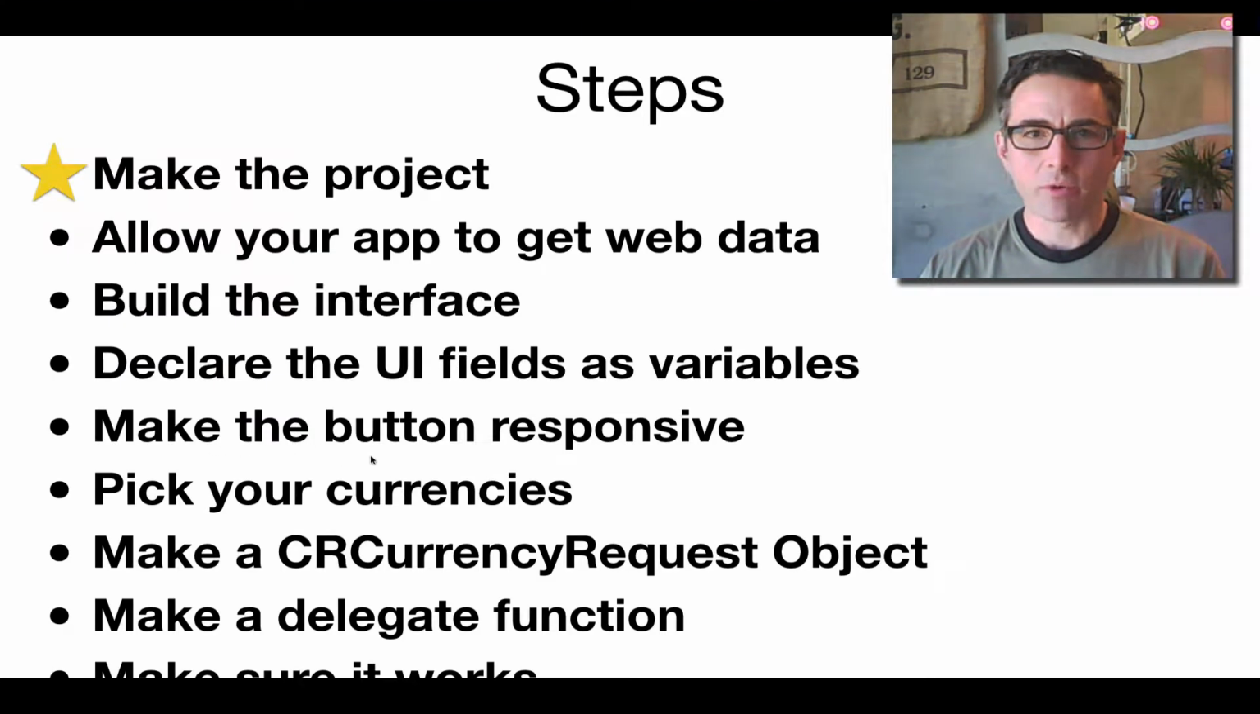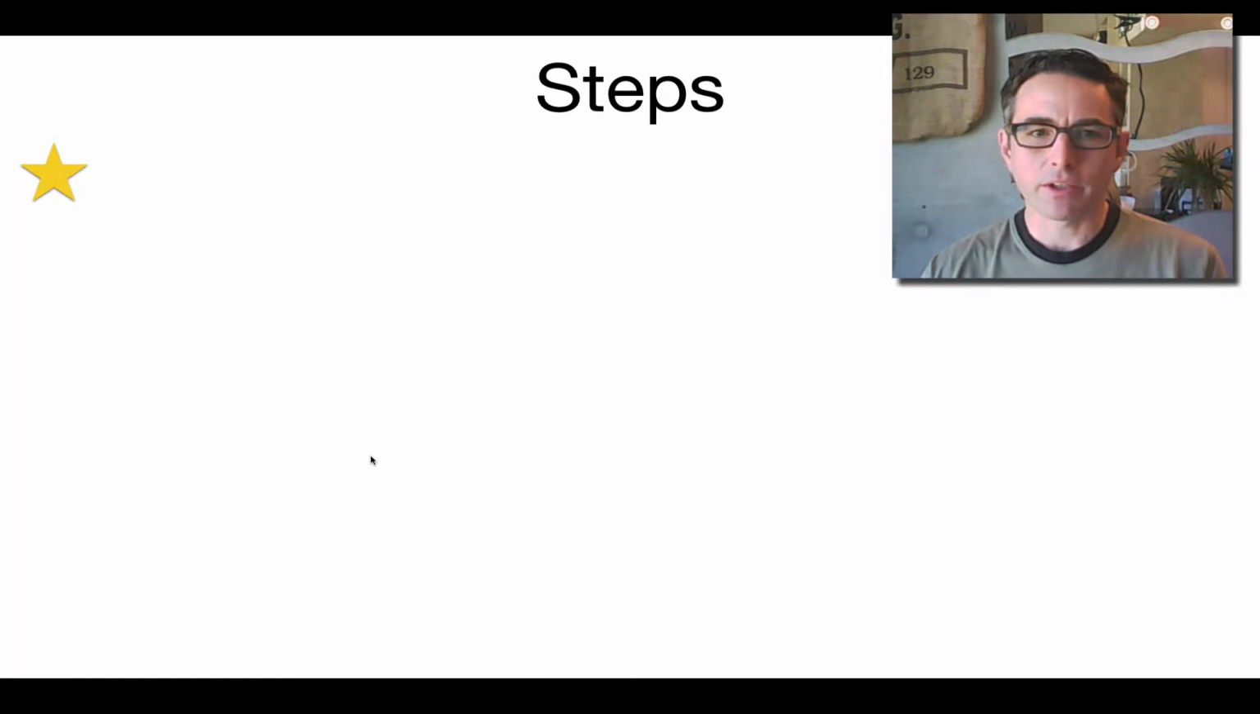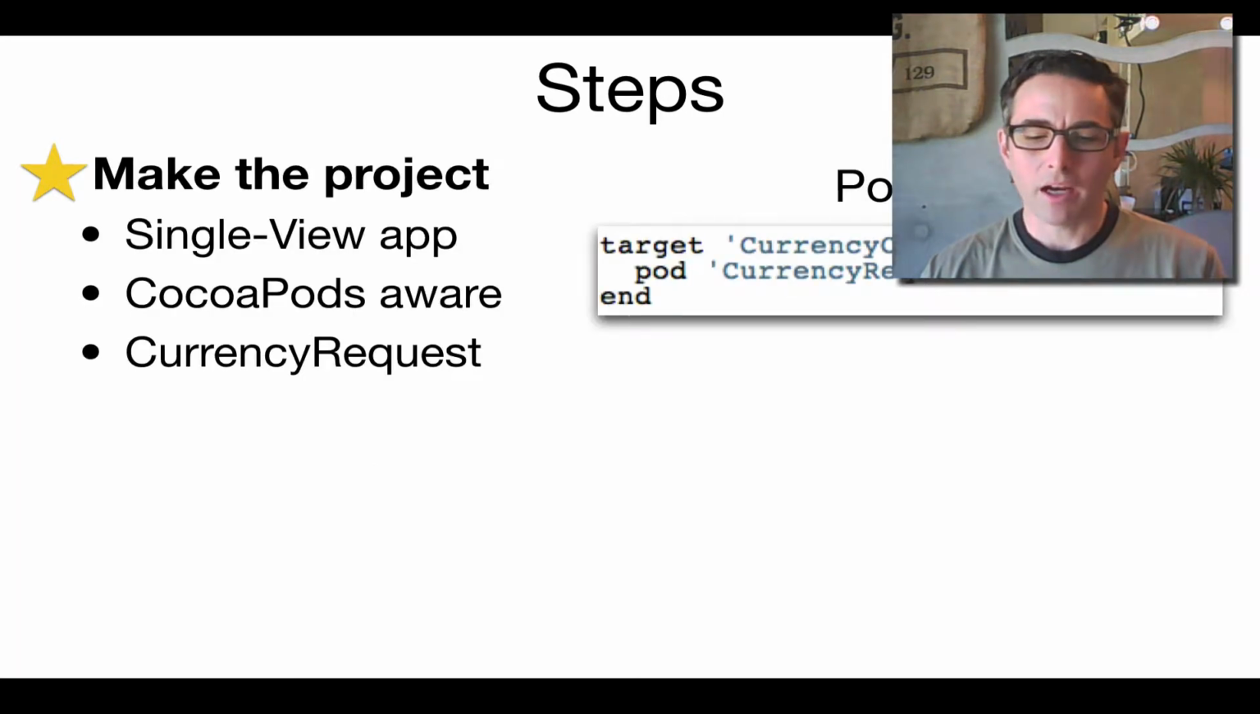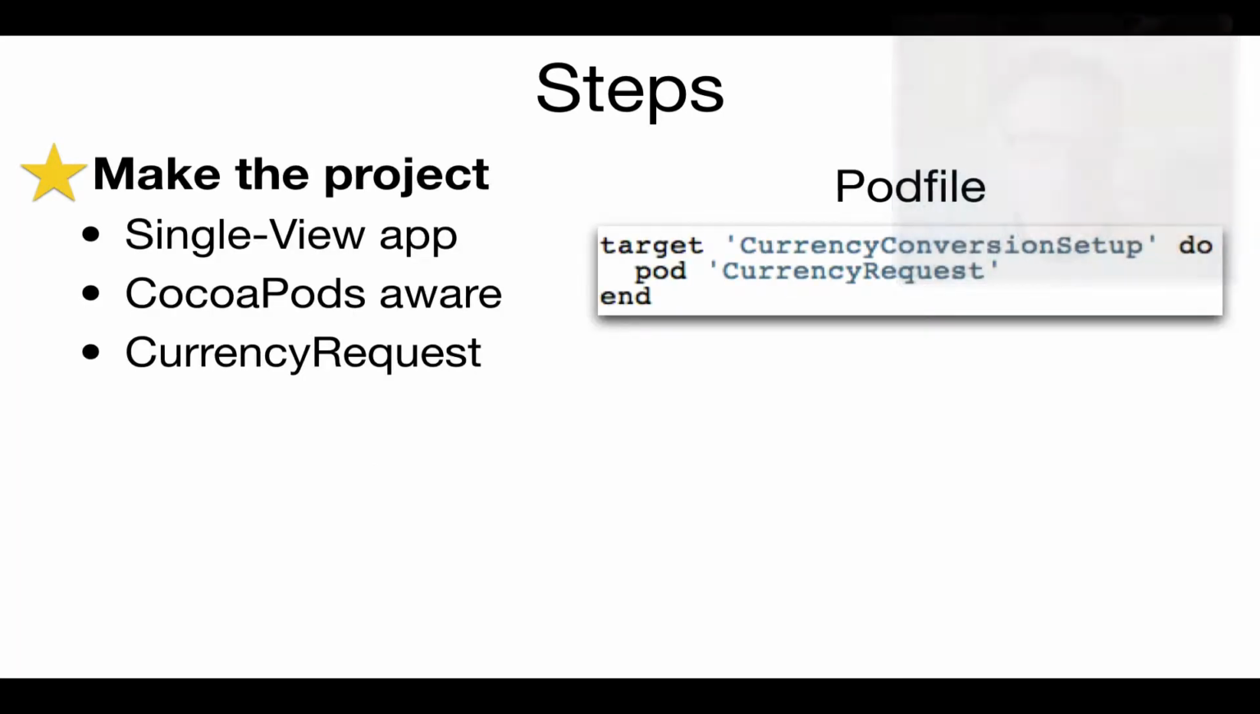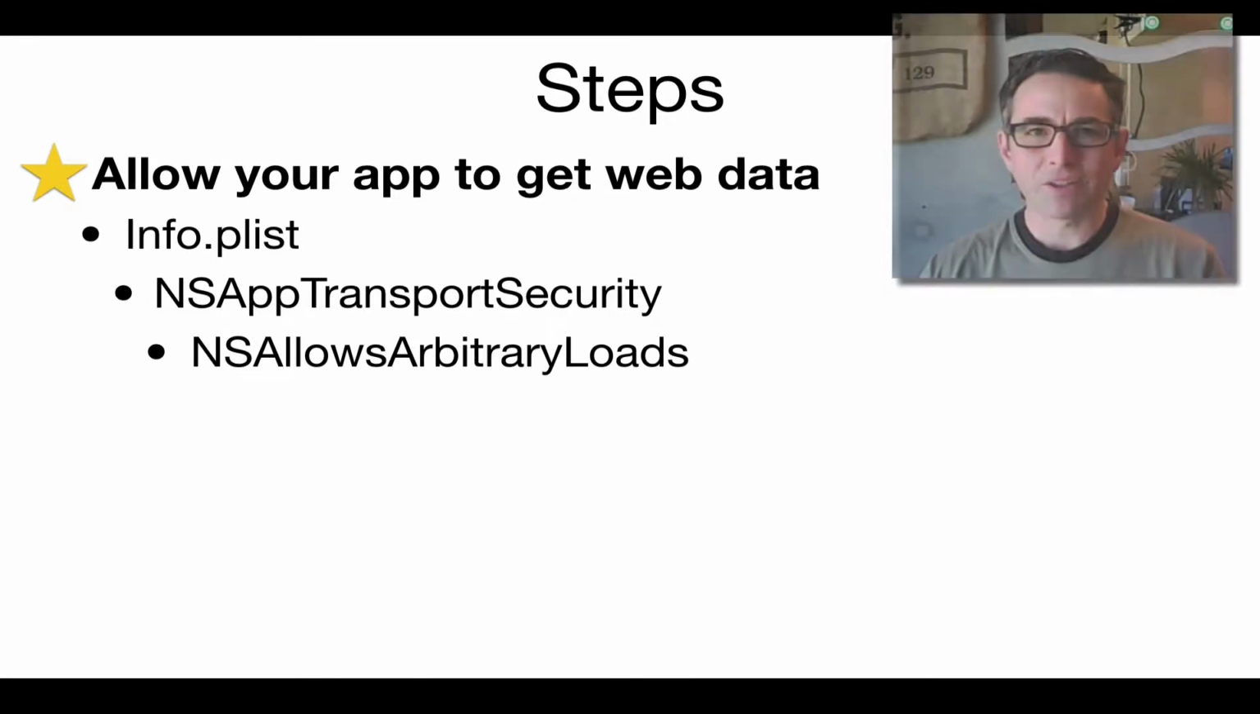So that was making our project. We did a single view application, we made it CocoaPods aware, and we included CurrencyRequest as a CocoaPod. Now what we need to do is allow our app to get web data. The resource that CurrencyRequest uses is a web-based resource provided by the European Central Bank that contains real-time currency conversion rates. The data that we access, we're going to access with the HTTP protocol.